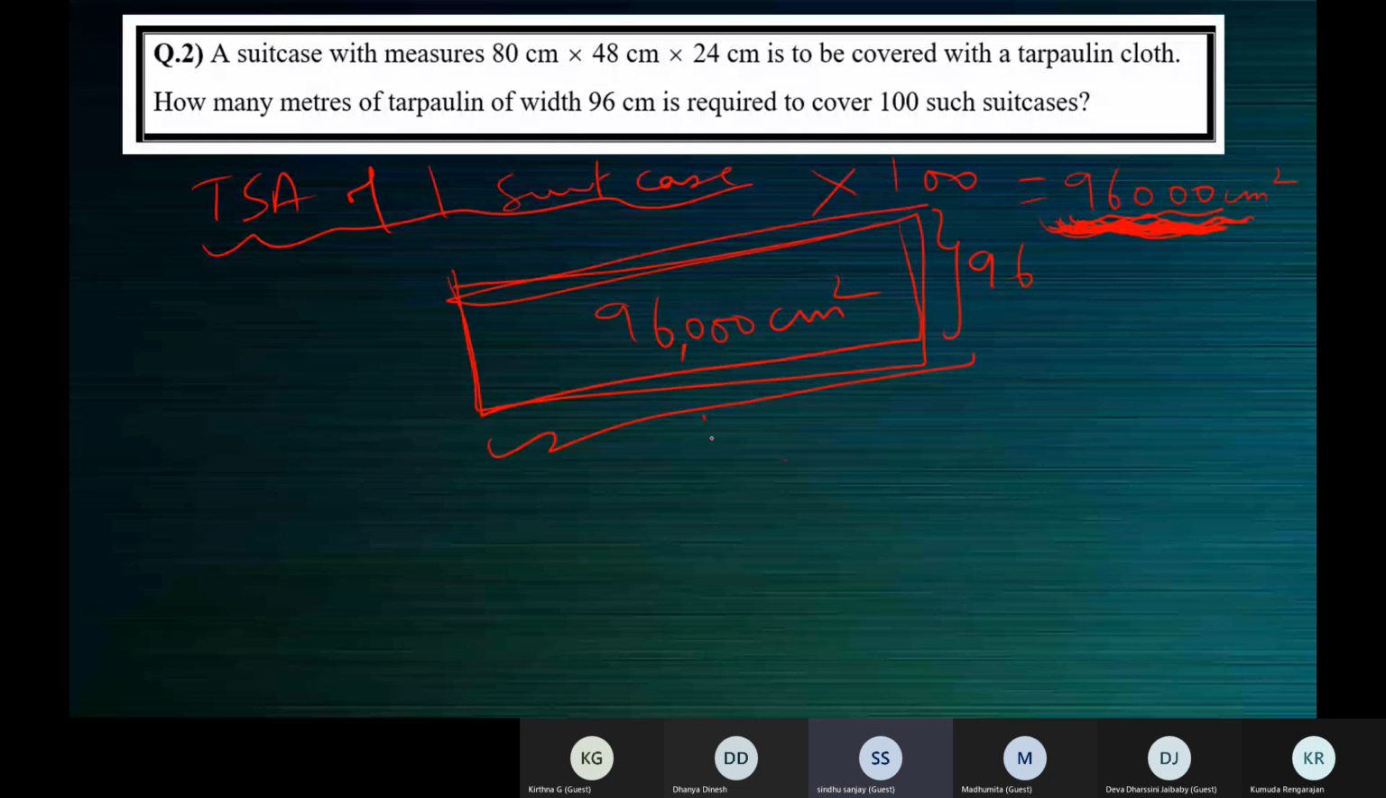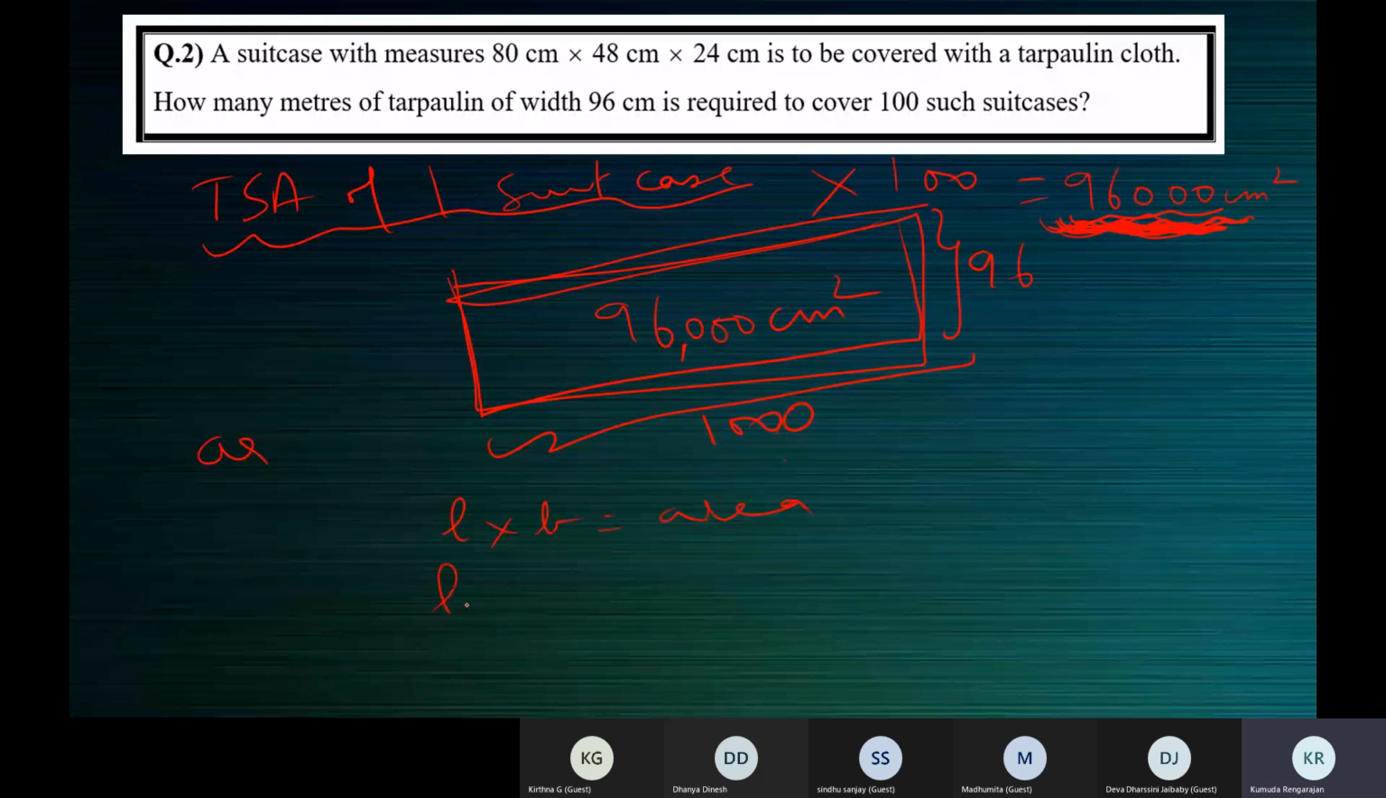100, ma'am. 100 or 1000? 1000, ma'am. That's all it is. So area by width. You know that L into B is equal to area. You don't know the length. Breadth is 96, area is 96,000. So the length is equal to 96,000 by 96, which is 1000 centimeters. I'm just saying this for example.